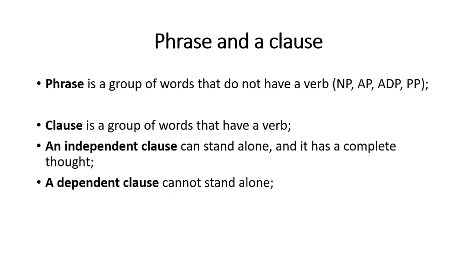Well, a clause is a group of words that have a verb. An independent clause can stand alone and it has a complete thought. A dependent clause cannot stand alone. So this is the distinction between an independent clause on the one hand and a dependent clause on the other hand.